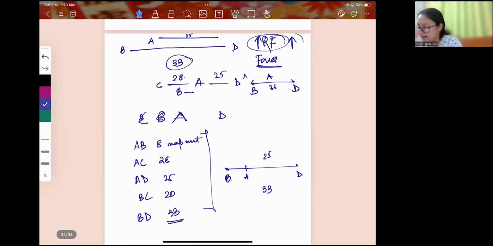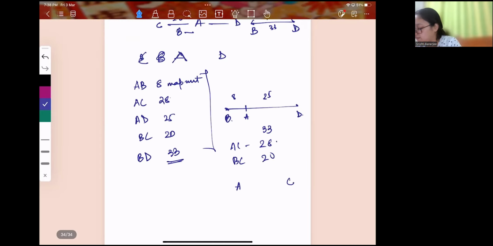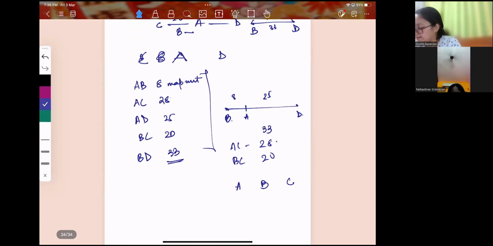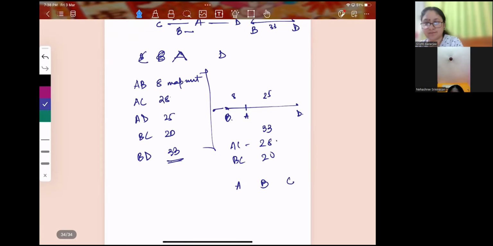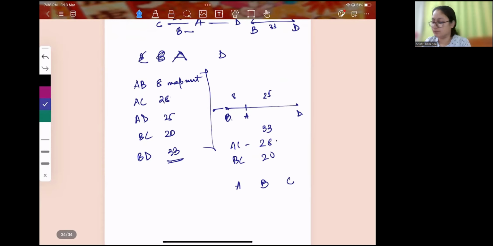And then B and C are 20 units. Now let me solve the A thing completely. A and B are 8 units, so this clears that. But now A and C is 28, whereas B and C is 20. So how should I place them? A and C farthest, and in between B should be there. So can C be here? Can C be here? Is it possible?